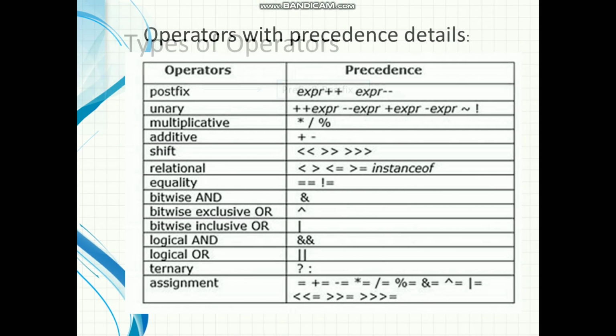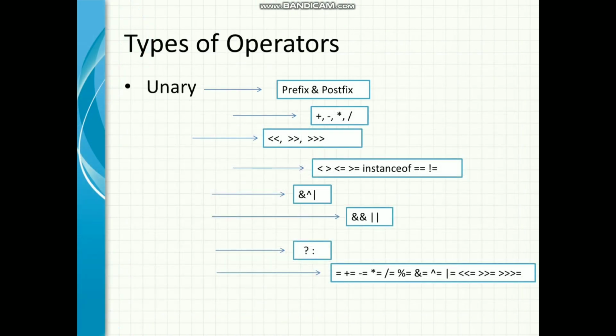Now coming to the first, the unary operator. It requires only one operand, that is, n is equal to something like 10, or n is equal to n plus 1. So we are just taking one variable there. It requires only one operand. They are used to perform various operations like incrementing and decrementing. This is what prefix and postfix refer to here. This means plus plus n, n plus plus.